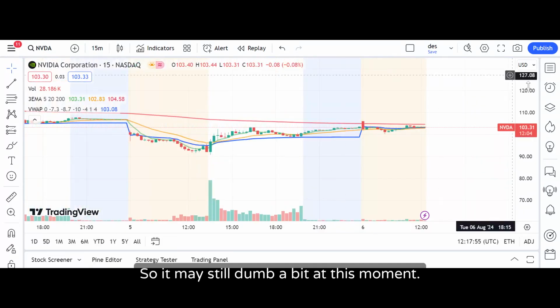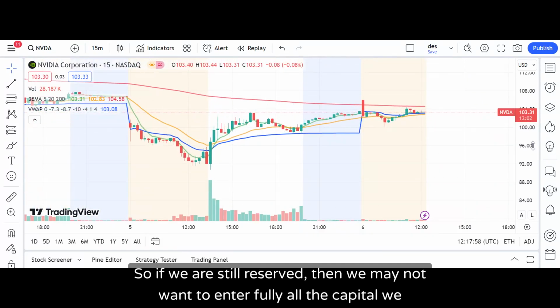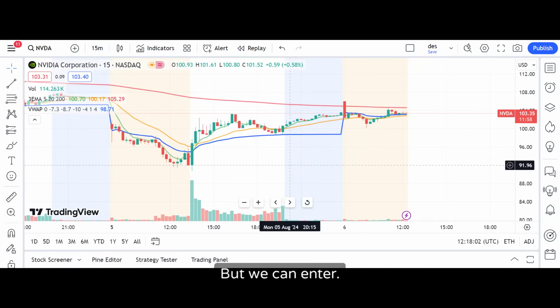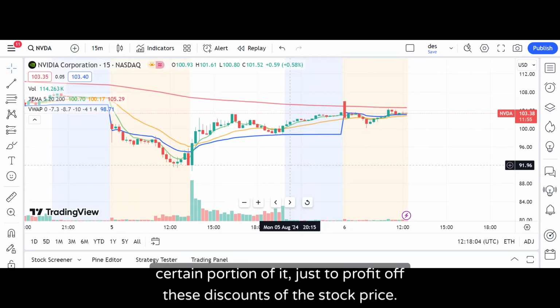At this moment, if we are still risk averse, then we may not want to enter fully with all the capital we allocated, but we can enter a certain portion of it, just to profit off these discounts in the stock price.